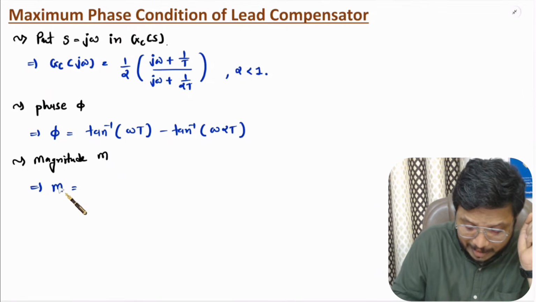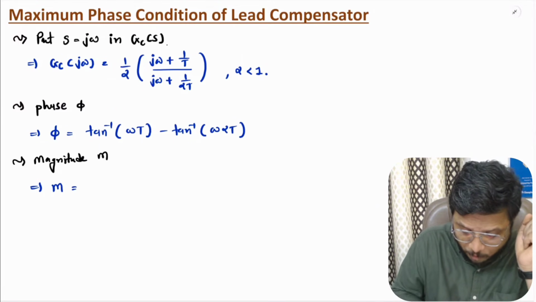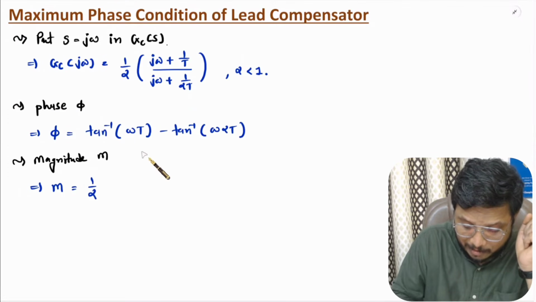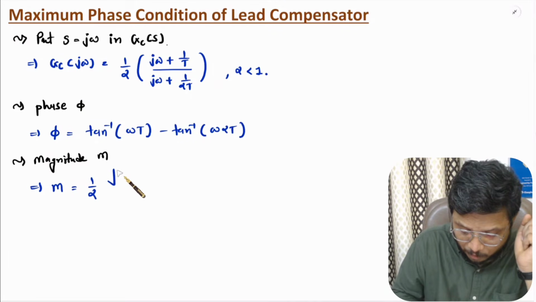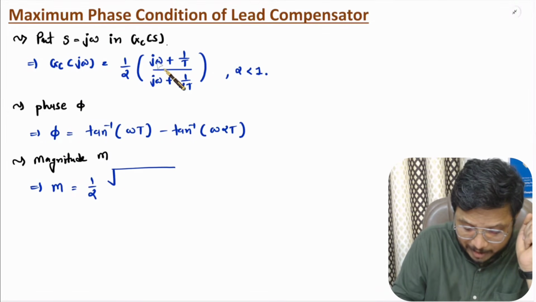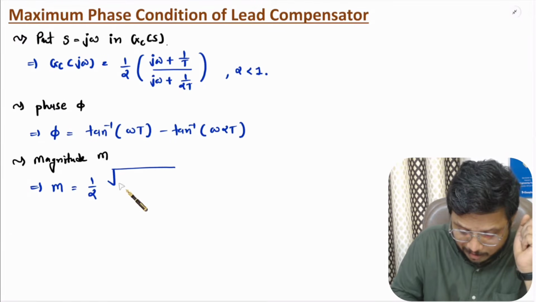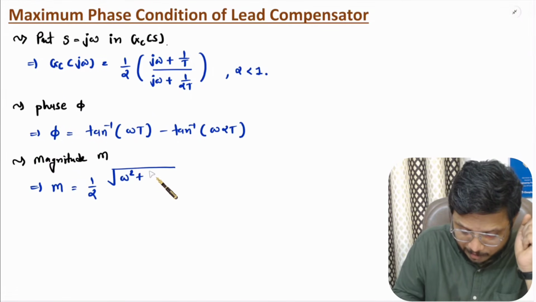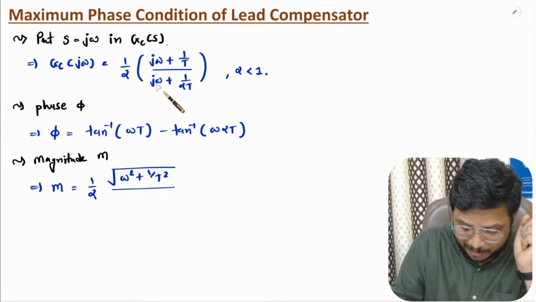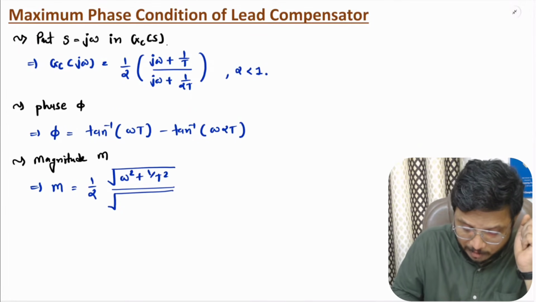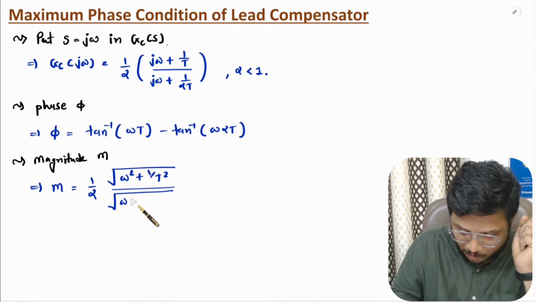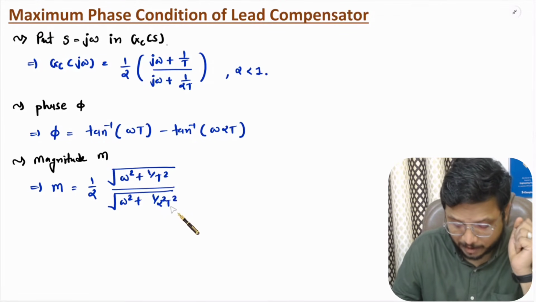Magnitude M will be, here we have a constant, that is 1 by alpha, and for the numerator the magnitude will be the square root of imaginary component square plus real component square, that will be omega square plus 1 by T square, and in the denominator the magnitude will be the square root of imaginary component square plus real component square, that will be omega square plus 1 by alpha square T square.